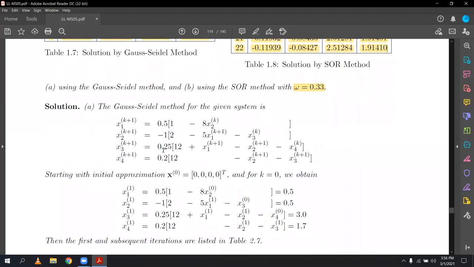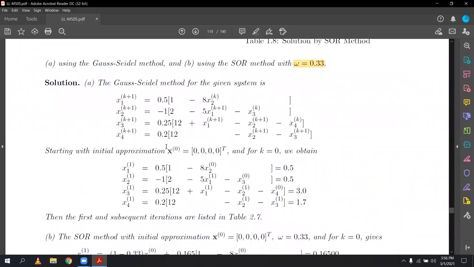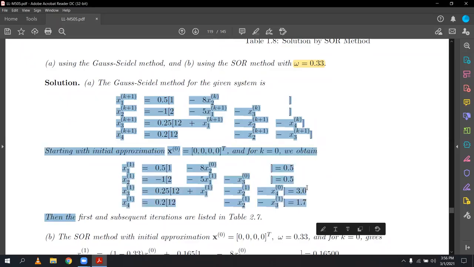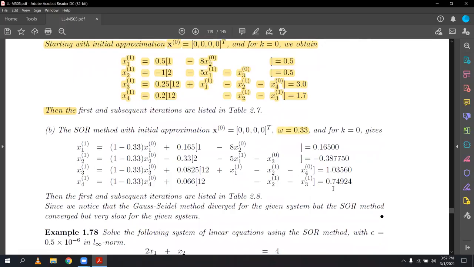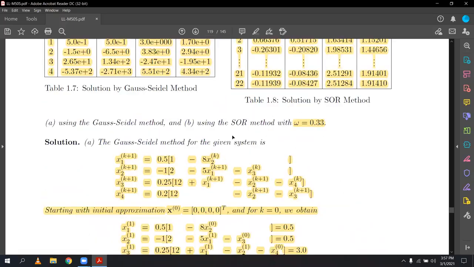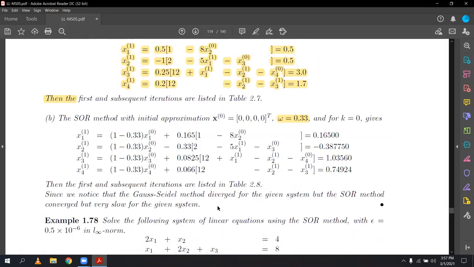And here I give the system in the form of the Gauss-Seidel formula for the given system, and I give this value. Then I use the SOR formula with this value of omega you put here, and with this formula, inshallah, you will get this approximation, which I show you in the table we have here now.